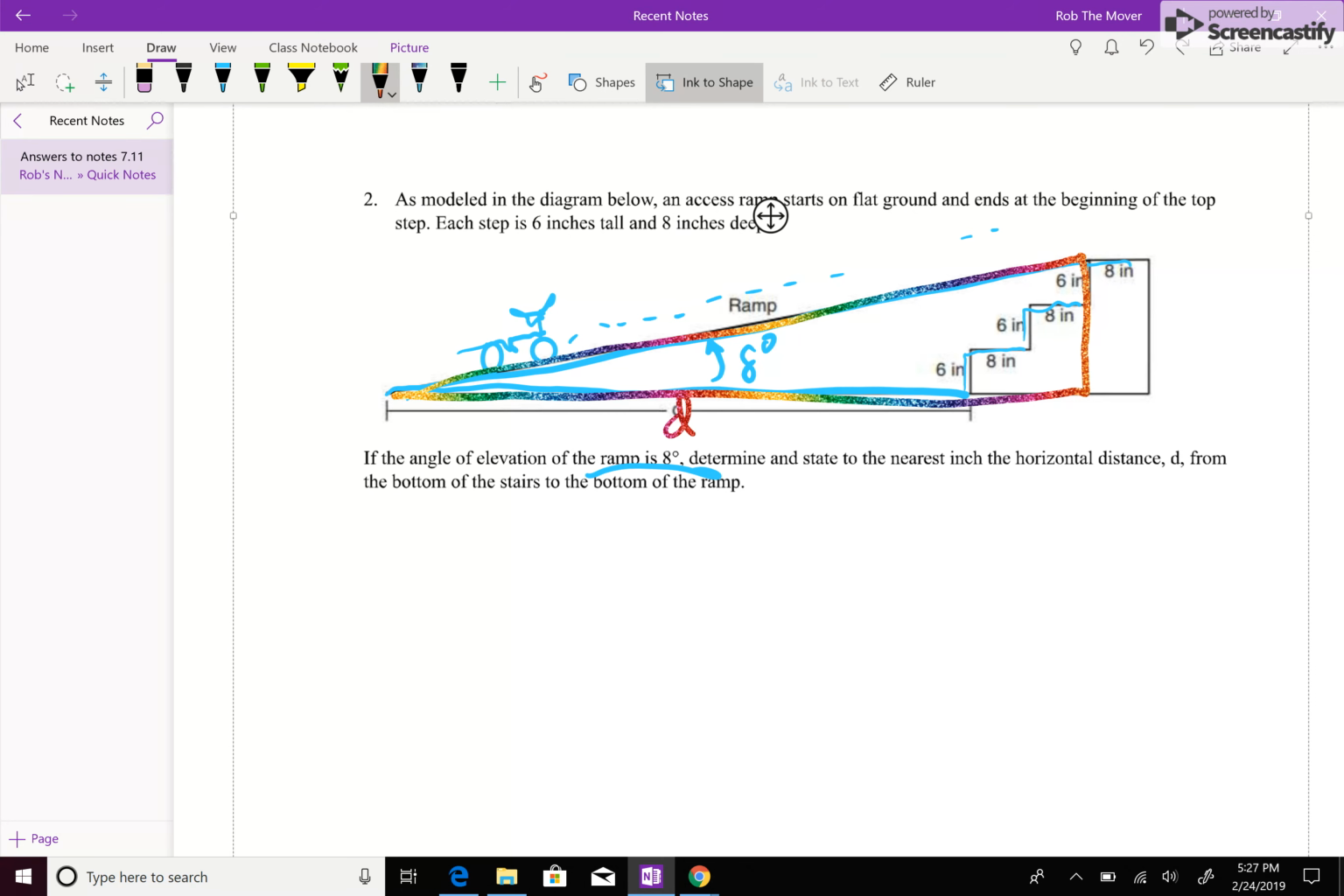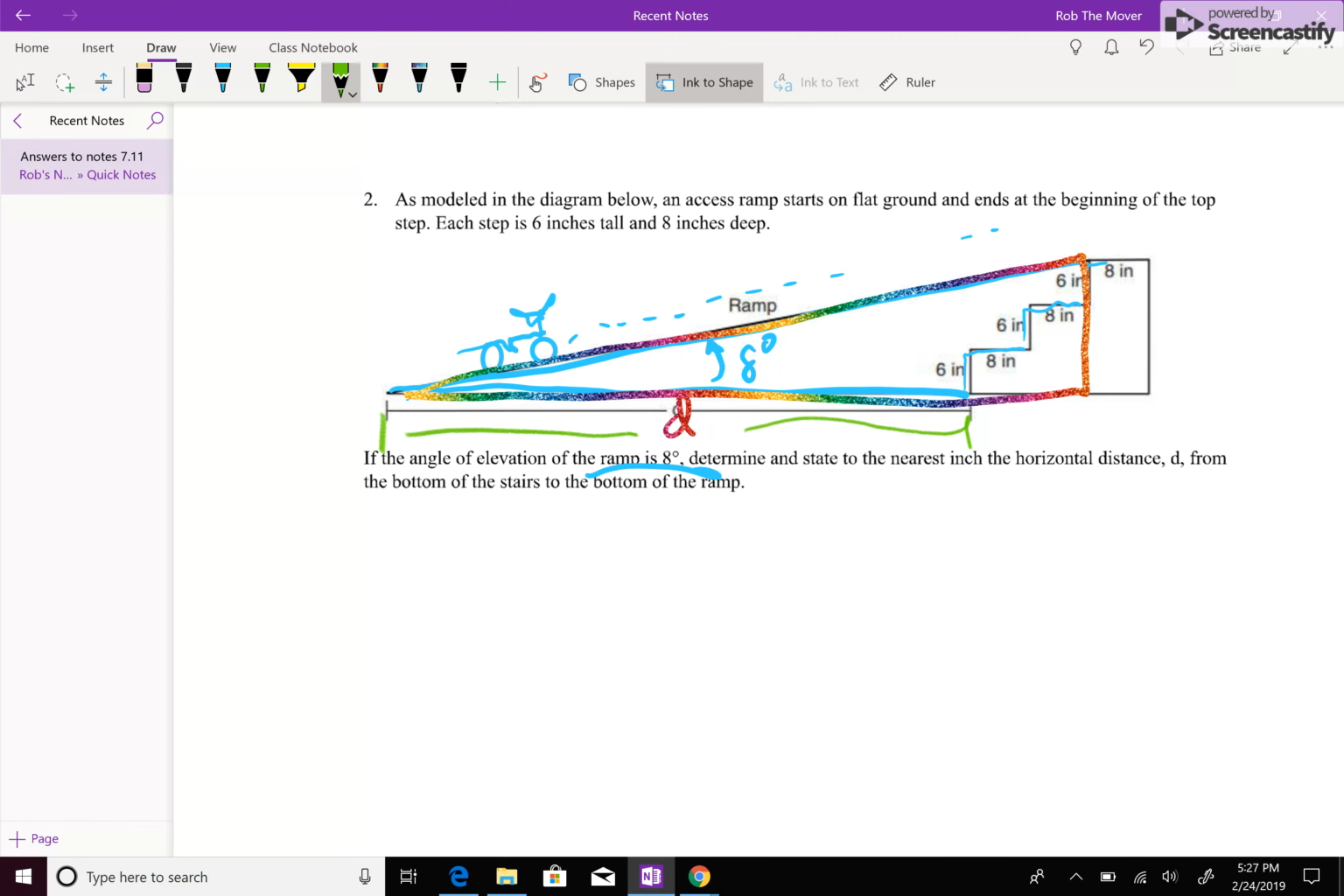Sorry about that. At any rate, this height here, this little rectangle here, doesn't really matter. We don't really care about that. We don't need anything to do with that because our right triangle is right here, this colored part. So from that, we have an angle of elevation of 8 degrees. D is only this part right here, which is my variable.